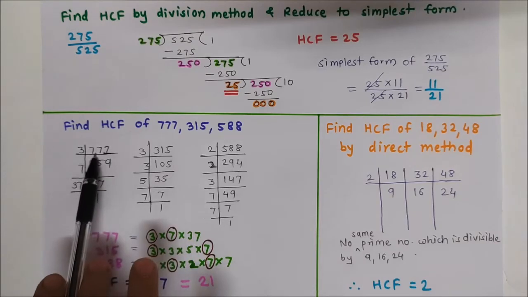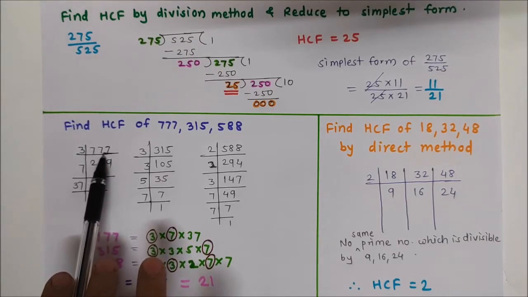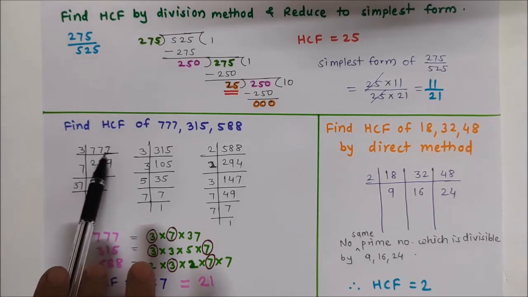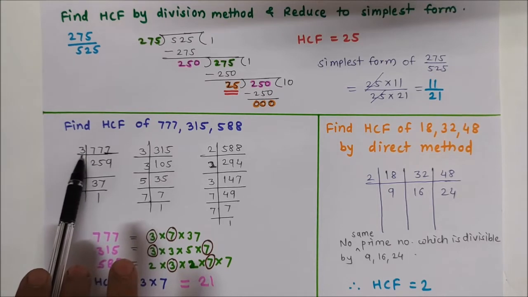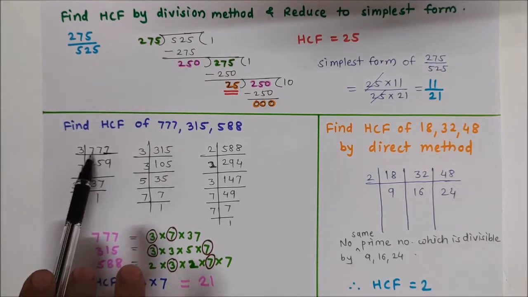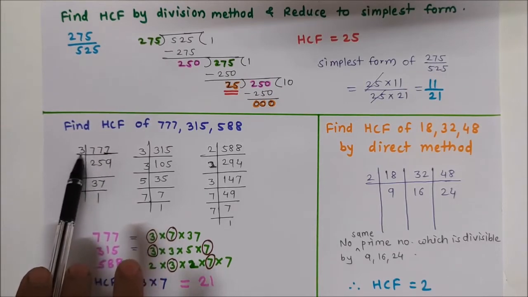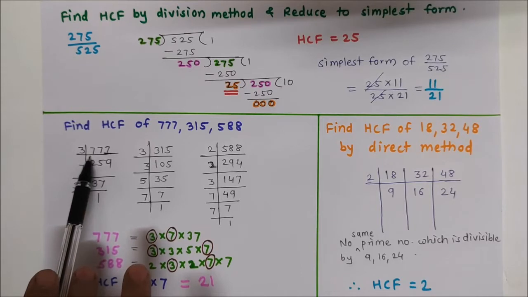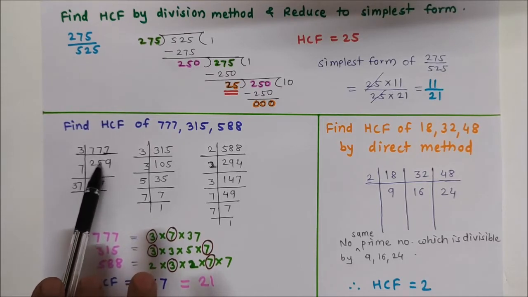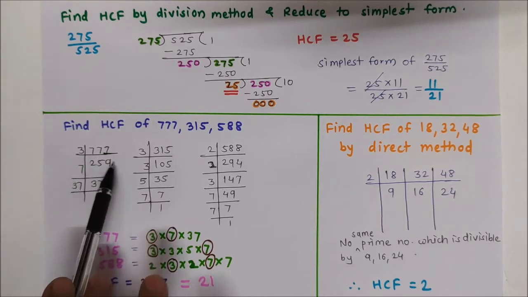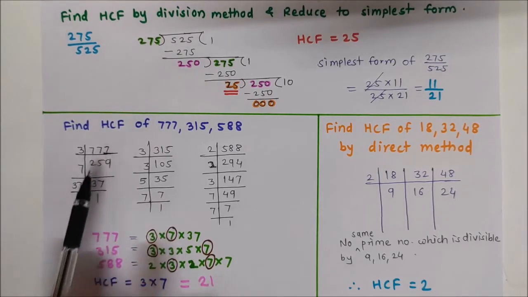So first we take the first number, 777. Here this is an odd number, that's why we can't use the divisibility of 2. So check: 7 plus 7 plus 7 is 21. 21 is divisible by 3, that's why we take 3 here. 3 2s are 6, 1 is remaining. 3 5s are 15, 2 is remaining. 27 is there. 3 9s are 27.